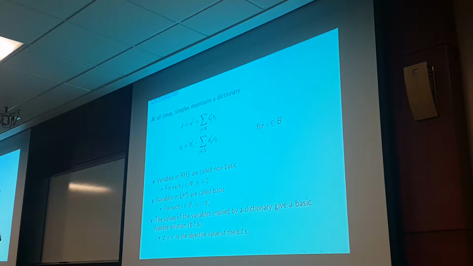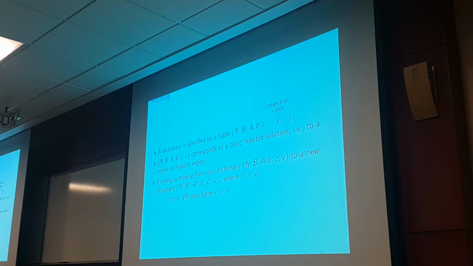So you could specify a dictionary like this. You have a tuple, which is the non-basic, basic variables, the matrix of AIJs, and then there's the B and C, and then the objective value is part of it. So that suffices to specify it.